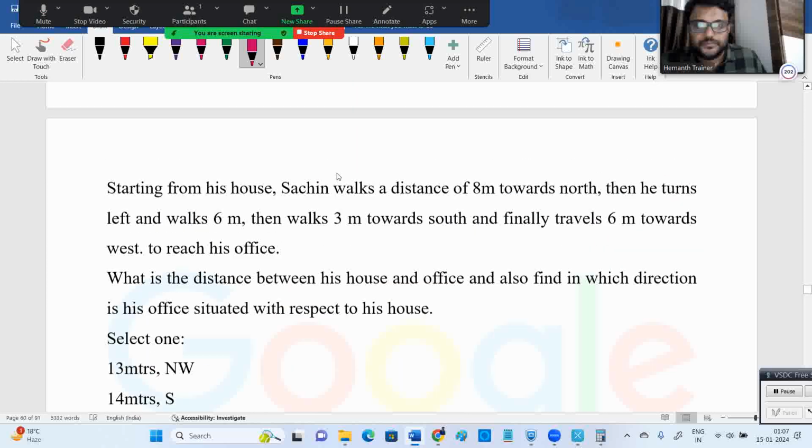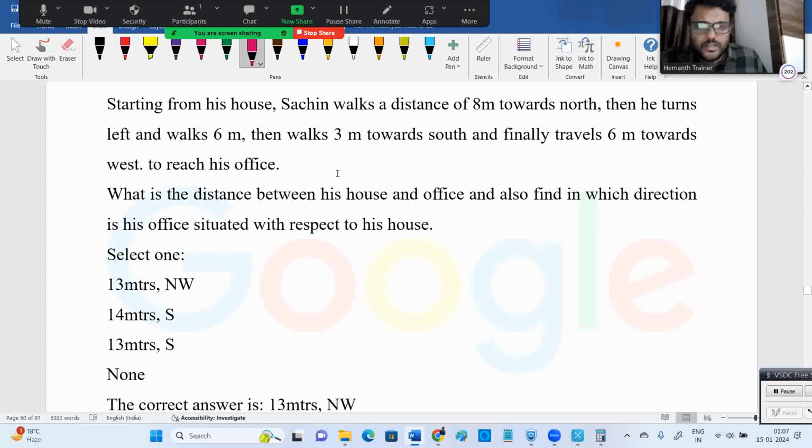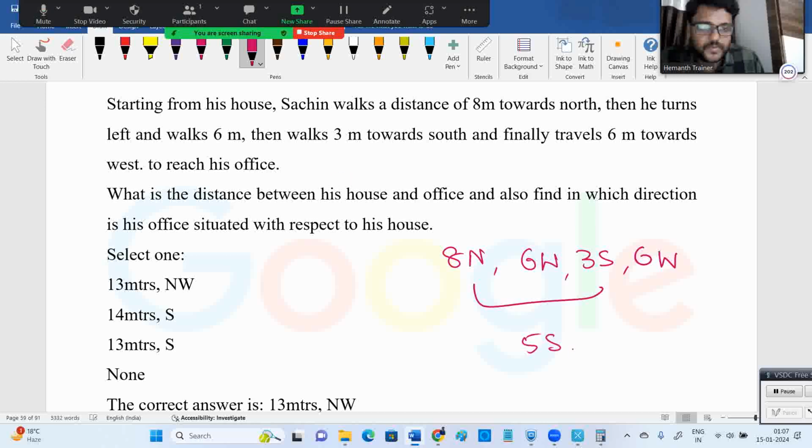Right. So distance and direction, right? Sachin walks 8 kilometers north, turning left means west, then south, then finally west. This is 5 south, 12 west. You want southwest. Sir, north is highest, right? So northwest, 12 square plus 5. When it is north and west, cardinal directions, you have to go with Pythagoras theorem. Root of 5 square plus 12 square, 13. 13 northwest is the answer.